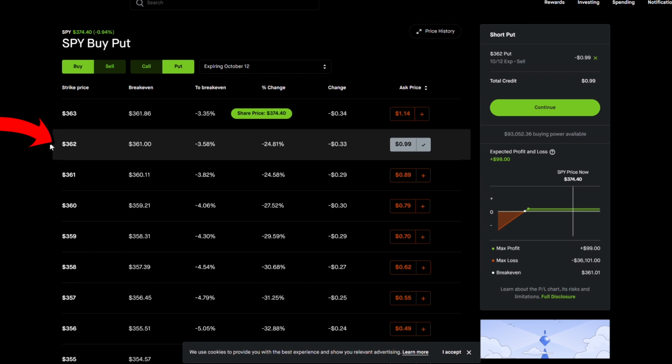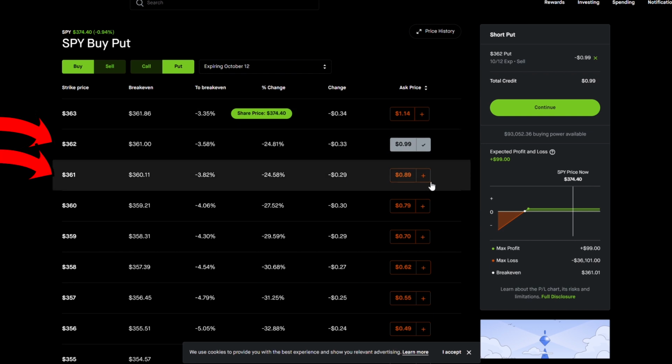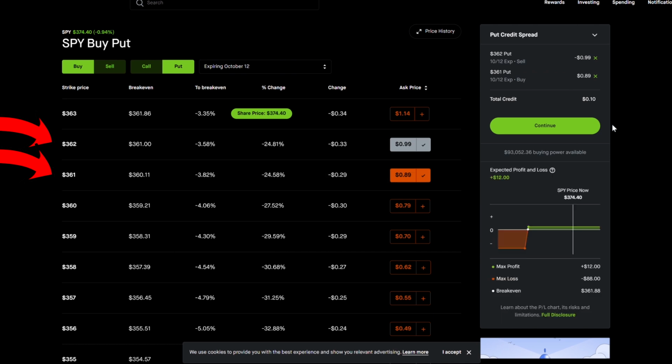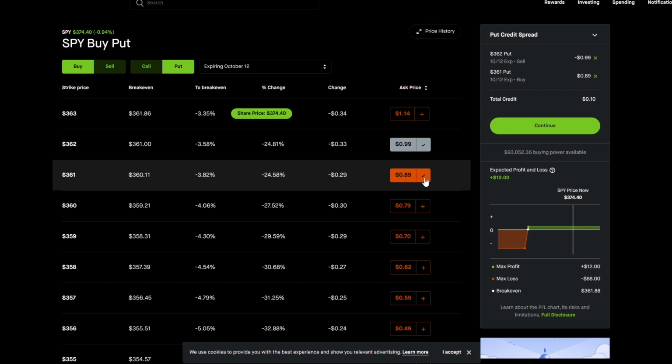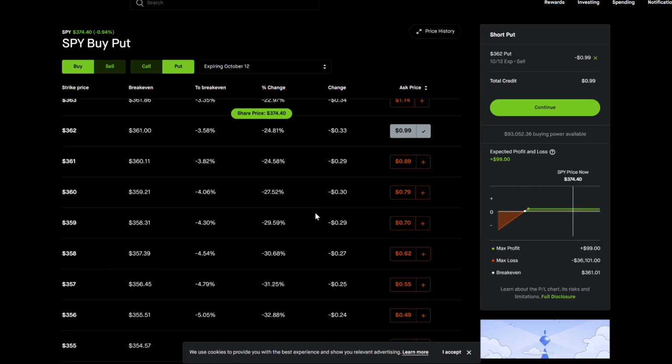So we're currently at 362. Now, obviously, I can just buy the 361. However, this only gives us a total credit of $10. That is not that unique. This is basically a put credit spread. But that's only $10. That's not that good compared to the $99 or the $100 that we wanted to collect originally. So instead of going down one leg, I'm going to go down a bit farther.